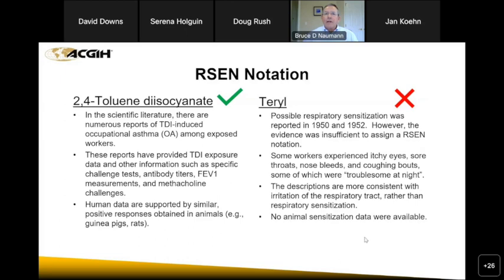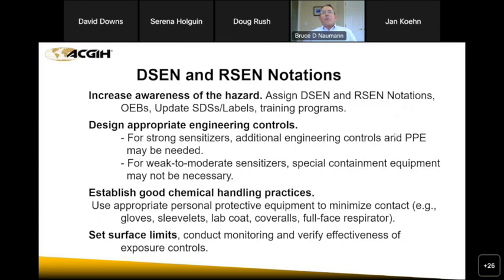We had no animal data in this case. So what happens when you see a descent or arsine notation? Well, part of it is increasing awareness, and that goes a long way in preventing future responses. So the notations are assigned, OEBs are assigned, safety data sheets are updated, labels are made, and training programs are provided. And then, in terms of design, what I'll show in a minute is that, for strong sensitizers, additional engineering controls and PPE are probably needed.